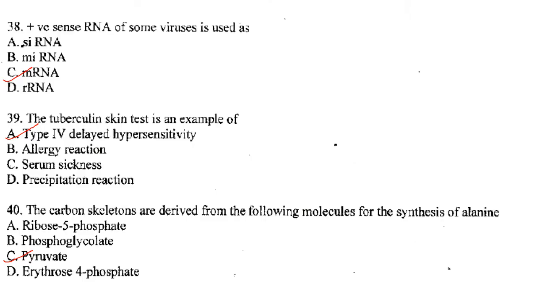The next one. Positive sense RNA of some viruses is used as mRNA. Answer is option C. Then, tuberculin skin test is an example of type 4 delayed hypersensitivity. Answer is option A. The carbon skeleton for the synthesis of alanine is derived from which molecule? It is pyruvate that is used for the synthesis of alanine.